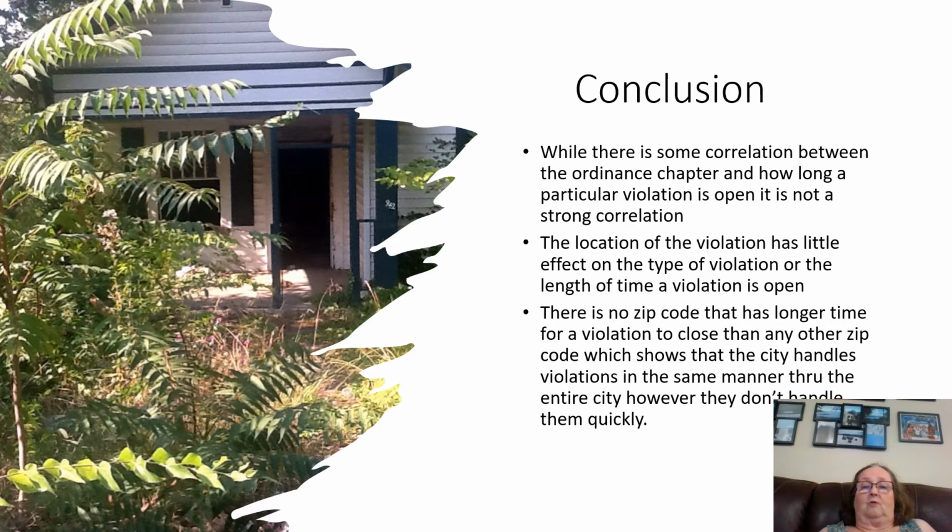My conclusion is that while there is some correlation between the ordinance chapters and how long a particular violation is open, it is not a strong correlation. The location of the violation has little effect on the type of violation or the length of time a violation is open. There is no zip code that has longer times for a violation to close than any other zip code, which shows that the city handles violations in the same manner through the entire city. However, they don't handle them quickly.